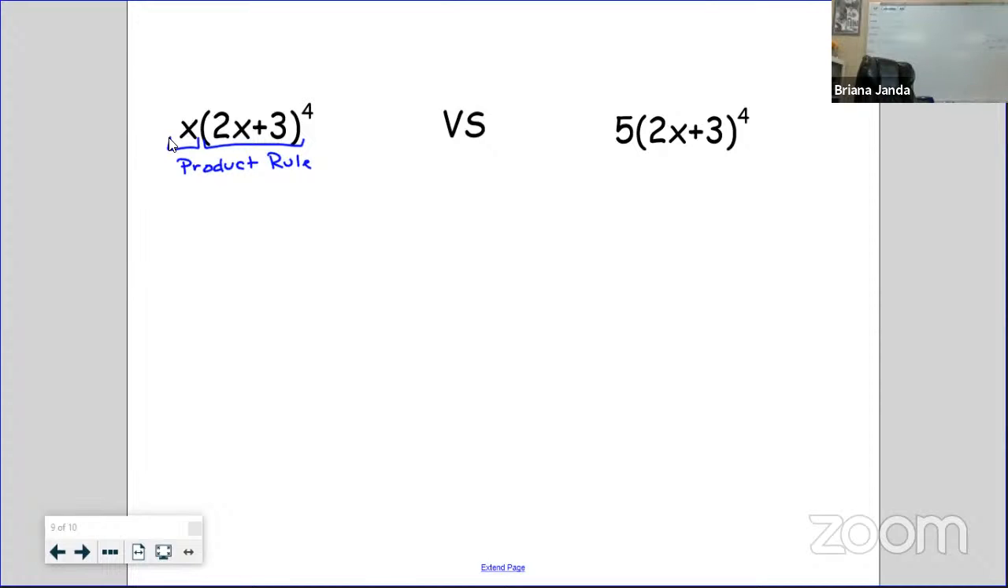Now, I do want to talk about that. Look at the difference in how we attack these then. Okay, I have to use product rule for this first one. So if I were doing its derivative, I would do first times the derivative of the second, which is going to be chain rule. 4, subtract 1, keep the inside the same, times the derivative of the inside, plus the second, times the derivative of the first. Okay, clean it up because we always want to, right? 4 times 2 is 8.